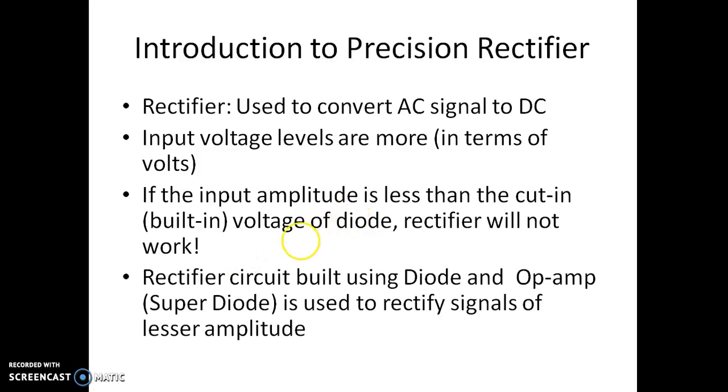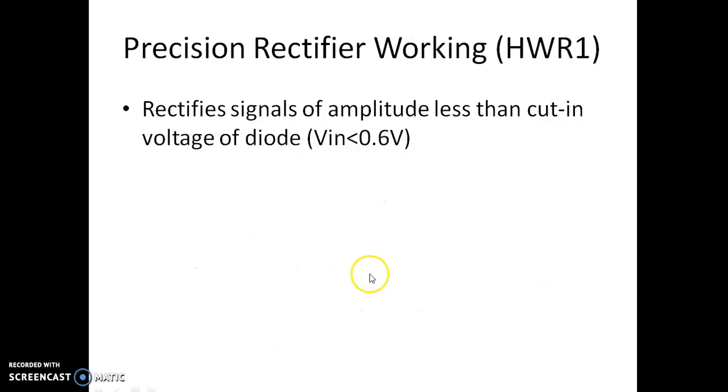Next is a rectifier circuit built using a diode and an op-amp. Now the combination of a diode and op-amp will be called a super diode. This is used to rectify signals of lesser amplitude, even if the amplitude is less than the cut-in voltage or the built-in voltage of the diode. So we'll use the combination of this diode and an op-amp, which will be called a super diode, to rectify signals of lesser amplitude, which is less than the cut-in voltage.